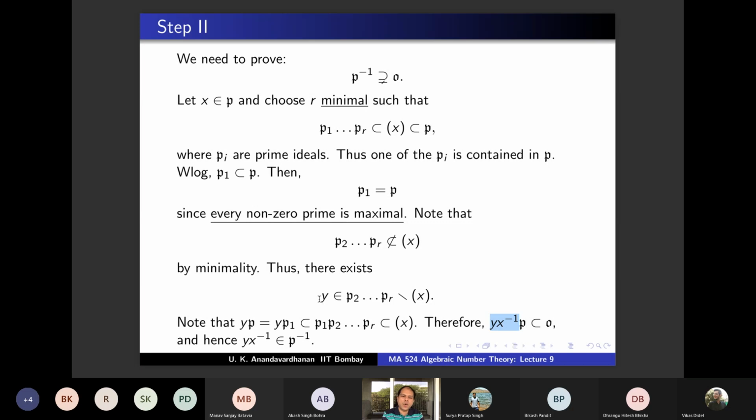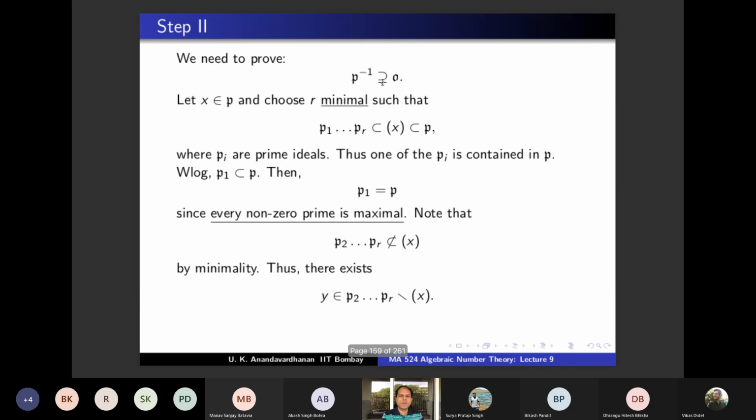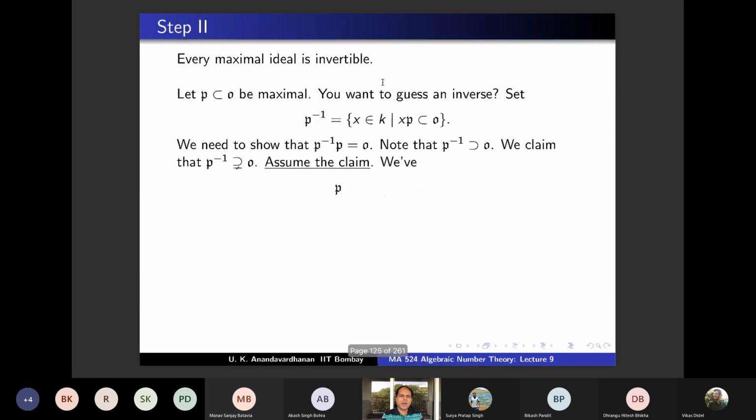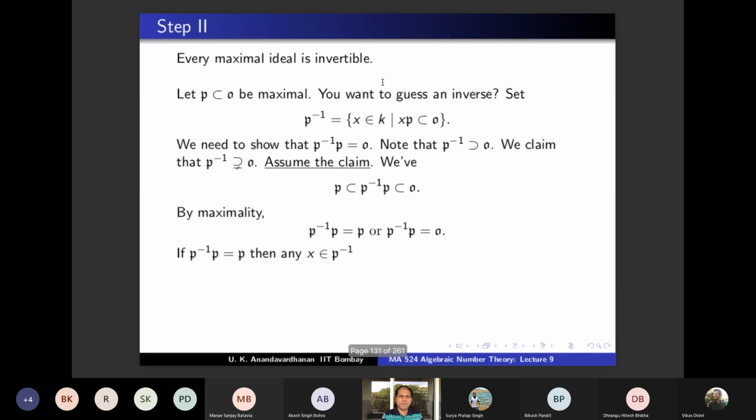But y x inverse is not in O because y is not in X, the ideal generated by X. So you have exhibited an element of P inverse which is not in O. So P inverse strictly contains O. This is what we wanted at this stage. Assume the claim, and therefore now step 2 is fully proved.